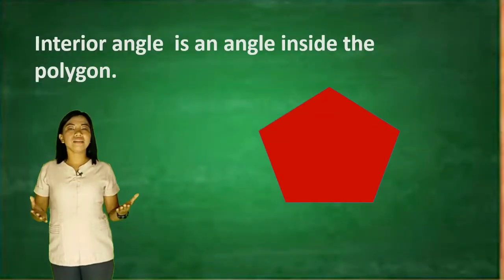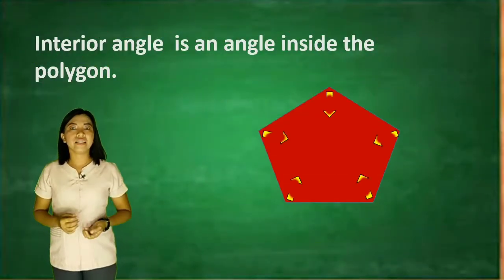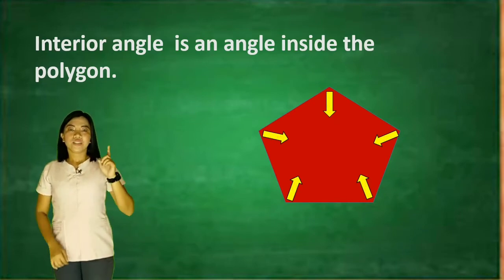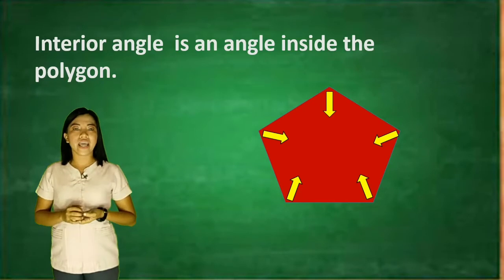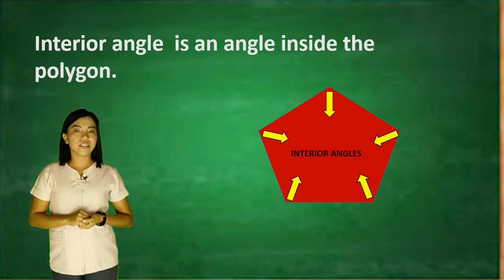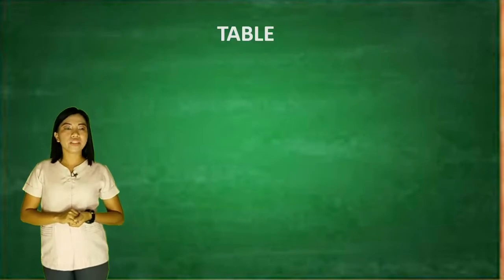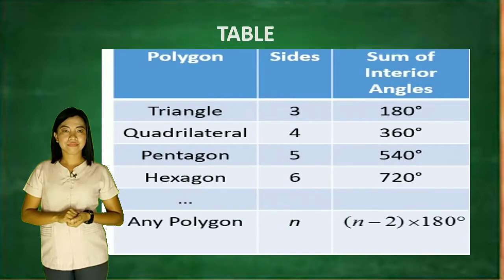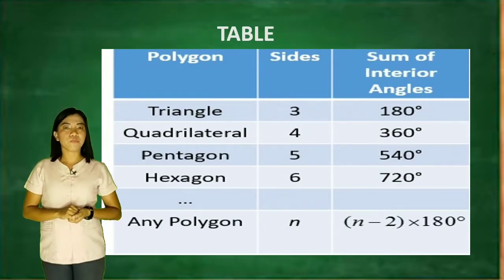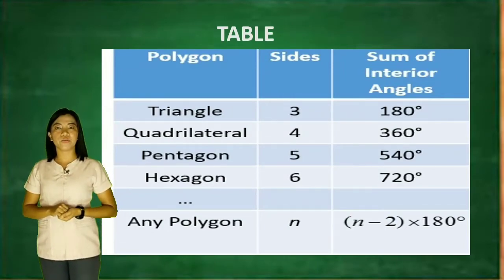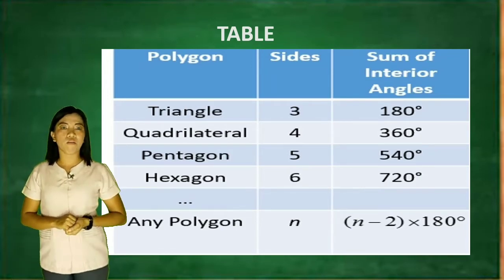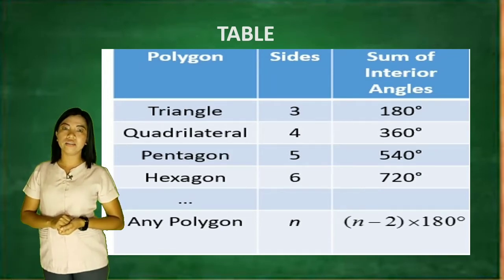When we say interior angle, it is an angle inside the polygon. And to get the sum of the interior angles of convex polygon, you don't need to use protractor. You can compute it using a formula. Now, considering the table shown, can you now identify the formula in computing the sum of the interior angles of the polygon?